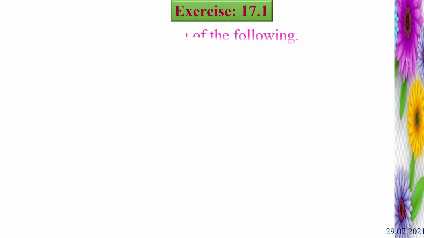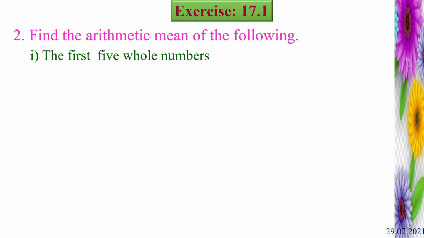Exercise 17.1, second Roman. Find the arithmetic mean of the following. First, the first 5 whole numbers. We have to find the arithmetic mean for the first 5 whole numbers. Let us move on to the solution.